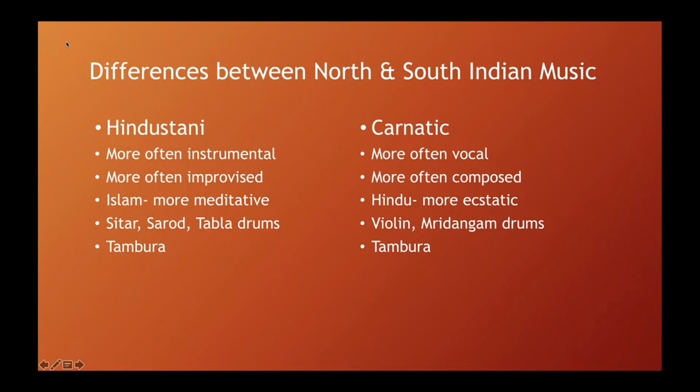The Southern tradition is known as the Carnatic tradition. It's more often vocal, more often composed, and less improvised. And it is more influenced by the older Hindu religion. So the music tends to be more ecstatic with more changes in mood. Common instruments are the violin, the mridangam drums, and in both Hindustani and Carnatic traditions, the tambura can act as the drone instrument.